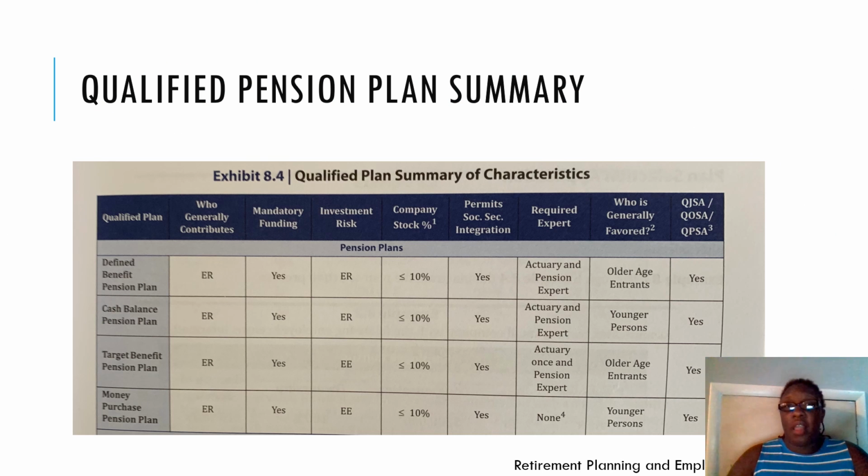This slide breaks down the qualified pension plans. You have four: the defined benefit plan, the cash balance pension plans, the target benefit pension plans, and the money purchase pension plans. These plans are broken down to show you as the employer who contributes and the employee who does the contributions.